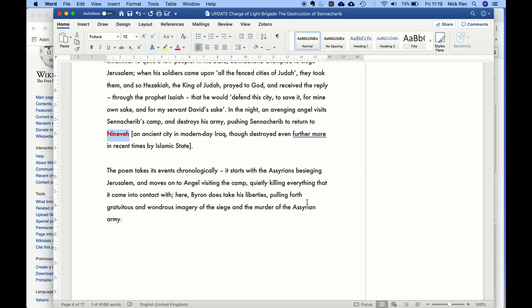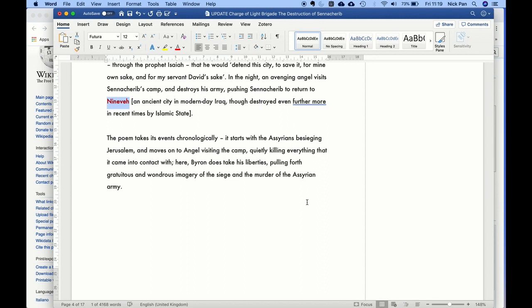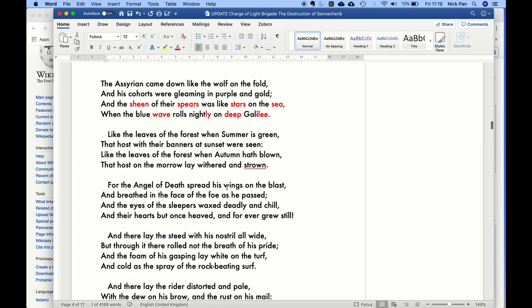So the poem takes its events chronologically. It starts with the Assyrians besieging Jerusalem, or trying to, and then moves on to the angel visiting the camp, quietly killing everything that it came into contact with. Here Byron does take his liberty, so he invents things, pulling forth gratuitous and wondrous imagery of the siege and the murder of the Assyrian army. So, as we'll see, let's read it out.